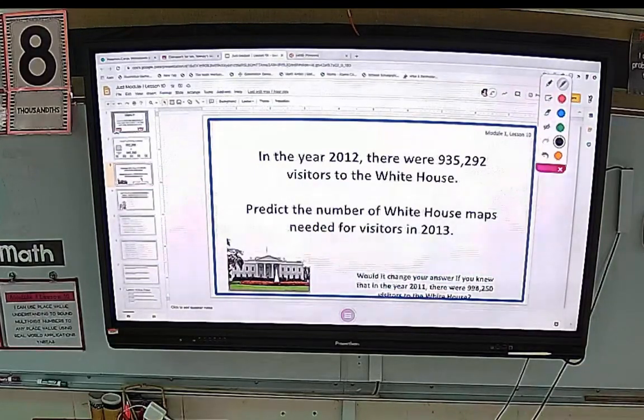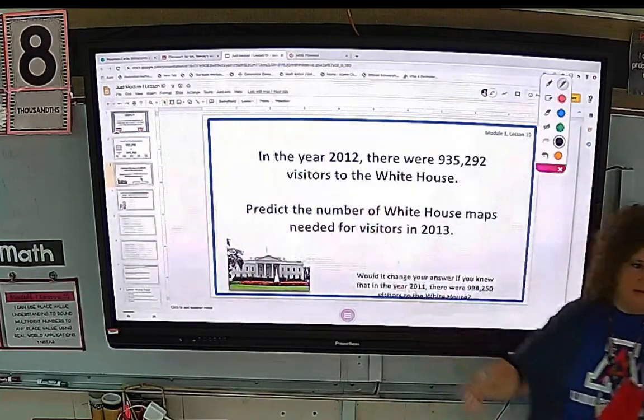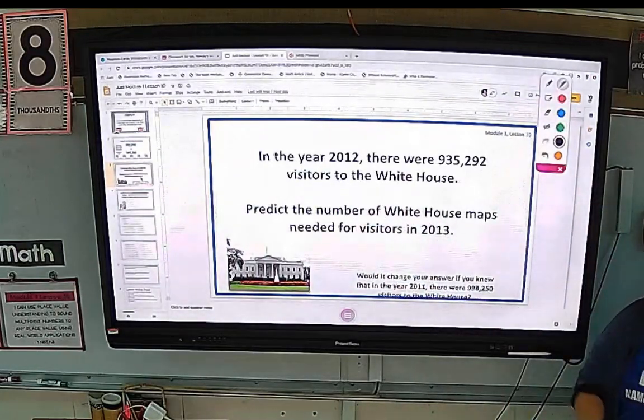Reagan, go ahead. In the year 2012, there were 935,292 visitors to the White House. Okay. Predict the number of the White House maps needed for visitors in 2013. Okay, so in the year before, when they counted up all the people that had come to visit the White House, it was this many.